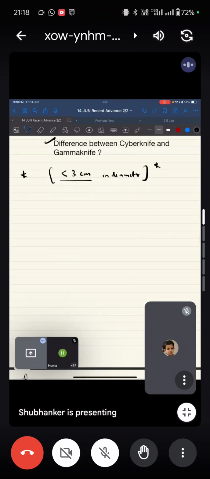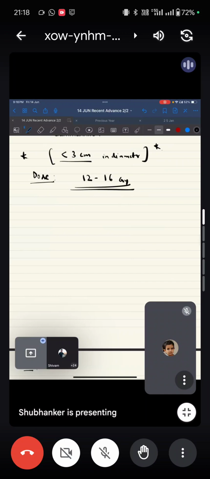Now after this, they will ask you what is the dose which you will give in vestibular schwannoma. Please remember the dose. This is 12 to 16 gray. Got my point? And there can be two other questions which can be asked again from your Scott Brown.